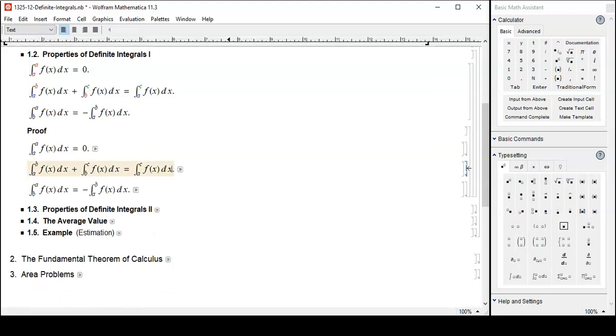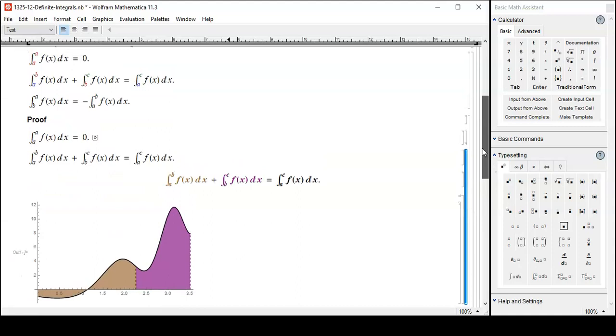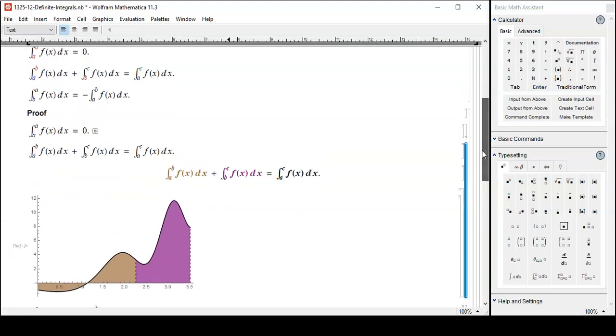Next, this one is even easier to see. Remember, the definite integral measures the accumulation. An accumulation from A to B, that's brown, an accumulation from B to C, that's purple, and add them all up, we get total accumulation from A to C.